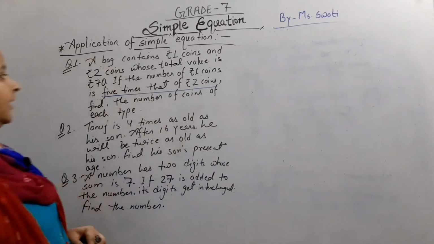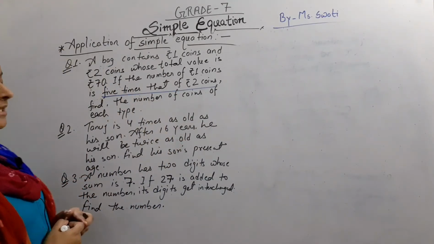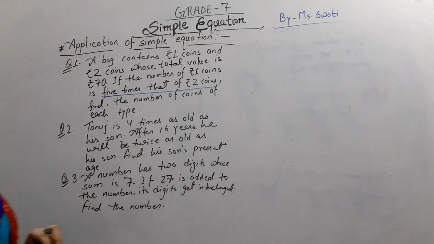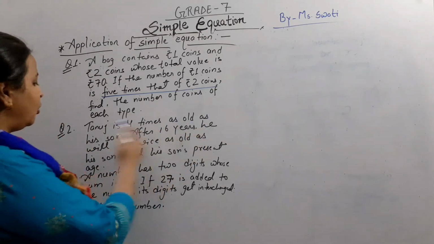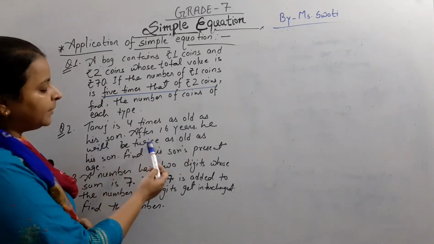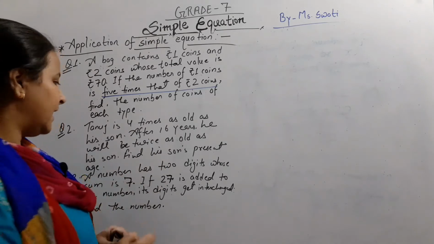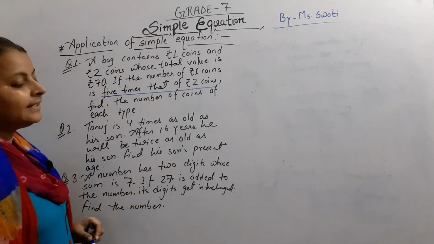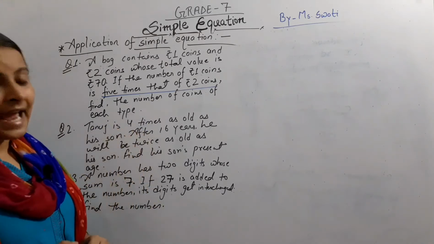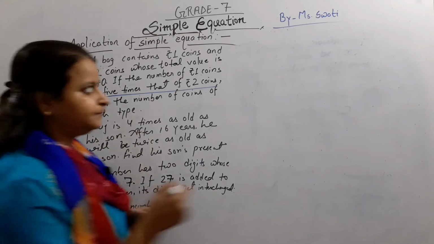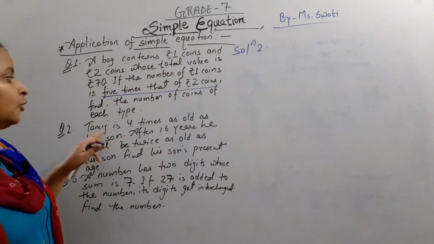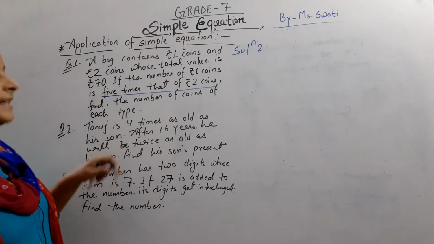Now the second question is, Tanuj is 4 times as old as his son. After 16 years, he will be twice as old as his son. Find his son's present age. Tanuj is 4 times as old as his son. So what do we do first?